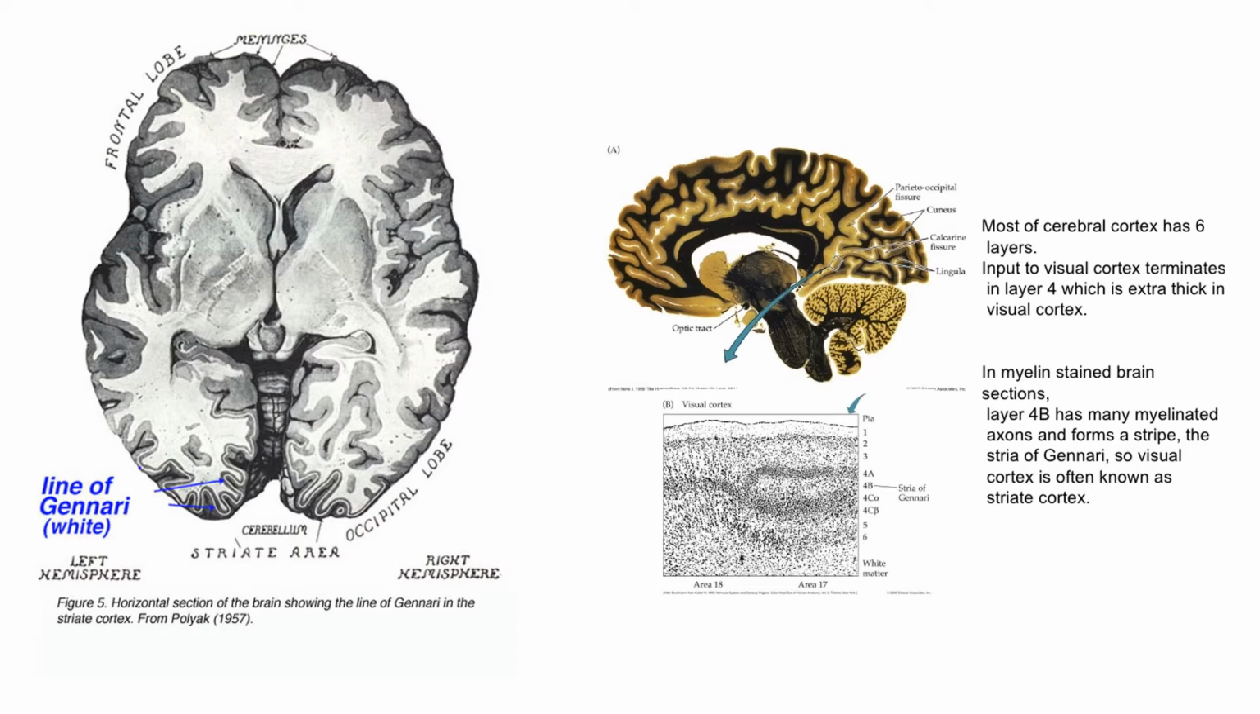In the myelin-stained brain sections here, layer 4B has many myelinated axons and forms a stripe. That's the stria of Gennari. So visual cortex is also often known as the striate cortex. Anytime that you see something with a lot of white matter, know that this is an area that can be troubled in multiple sclerosis, and the visual pathway is notorious for being some of the first signs and symptoms of multiple sclerosis. So if they have some sort of visual field deficits that are a little odd, that's one of the things that you want to think of in your differential diagnosis.